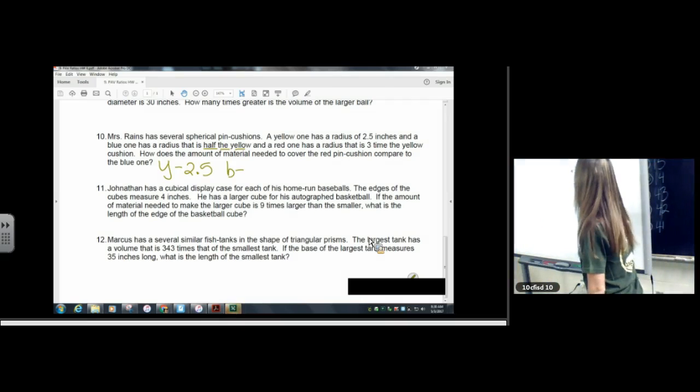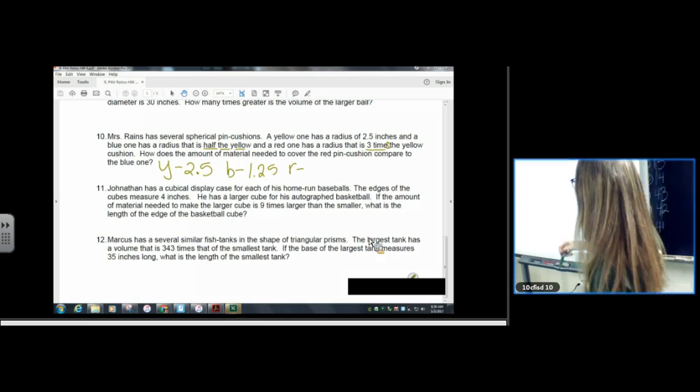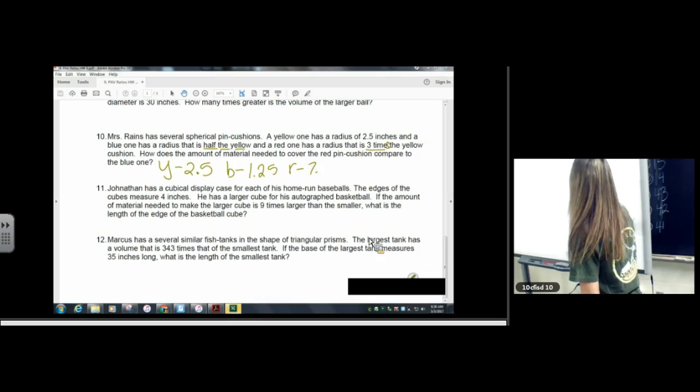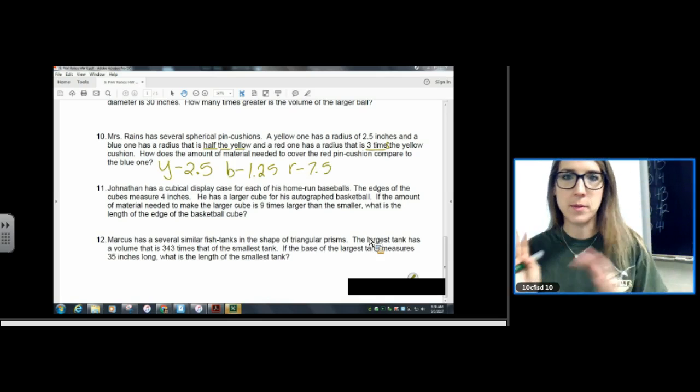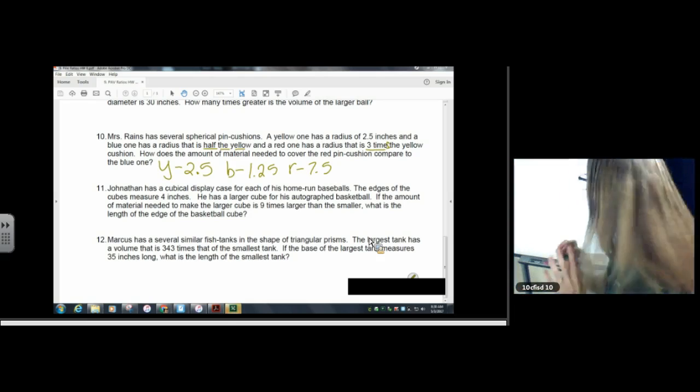Good. And a red one has a radius that is 3 times the yellow. So I've got yellow, blue, and red, and I have their radii listed. So all of those are 1D.